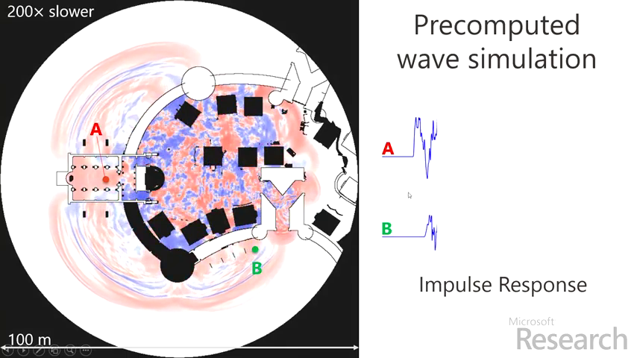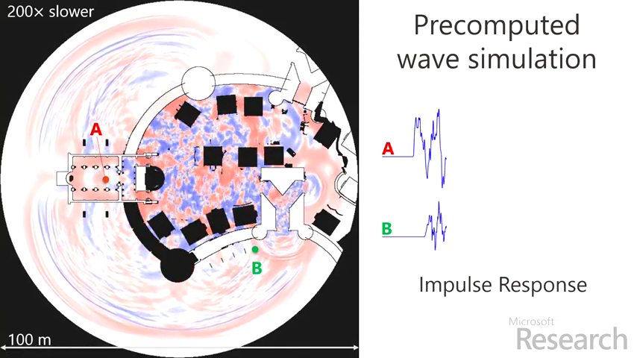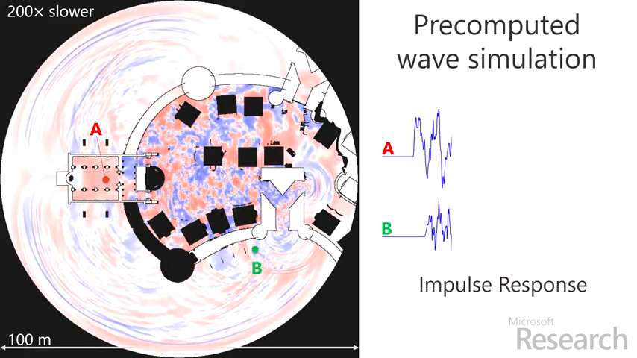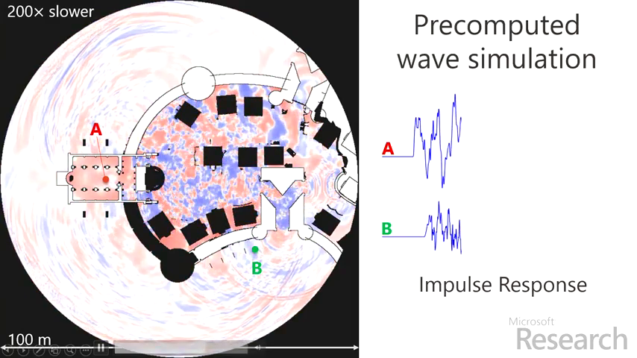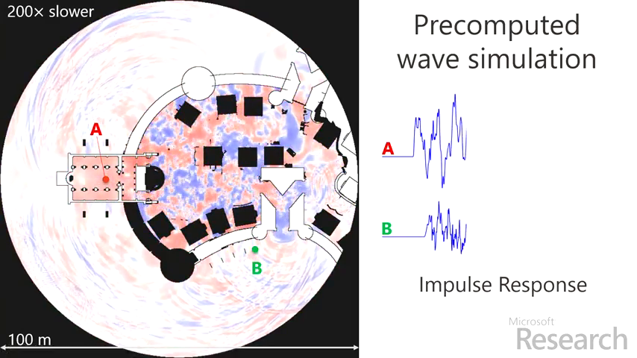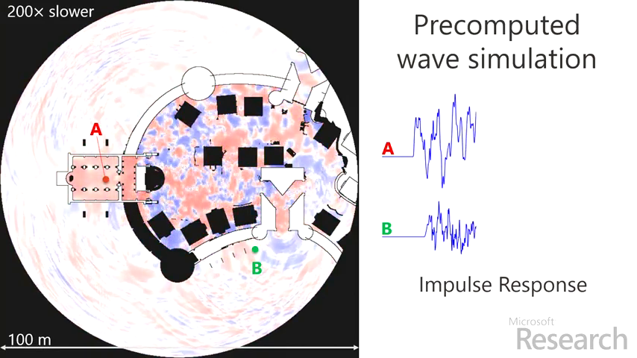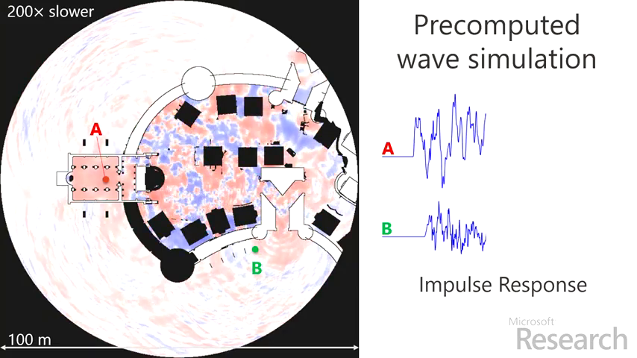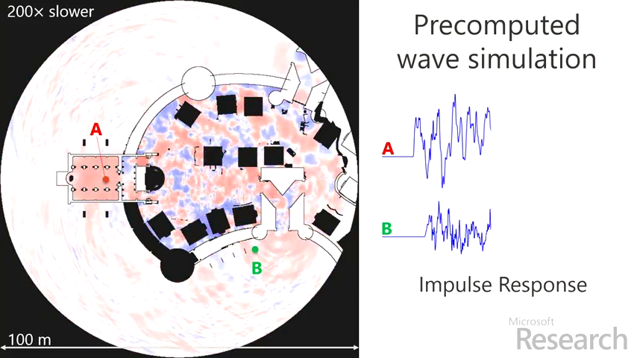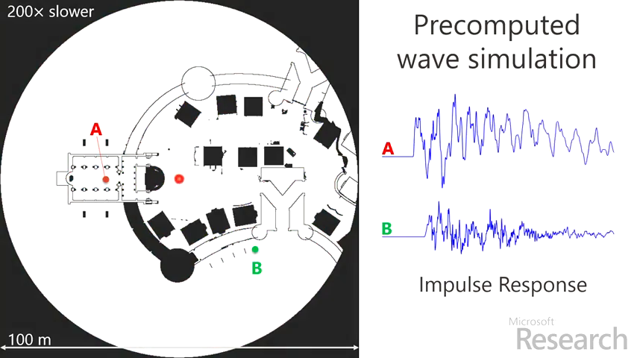So this signal that is received at a listener due to an impulsive source at the source location is called the impulse response. And this has a very strong dependence on where the source is and where the listener is. So in effect, this is a 7-dimensional problem. 3 dimensions for source, 3 for listener, and also it's a time-dependent signal. And so you can see that at point A, the sound is reverberating inside the cathedral, whereas at point B, it's already started decaying out because it's an outdoor location.